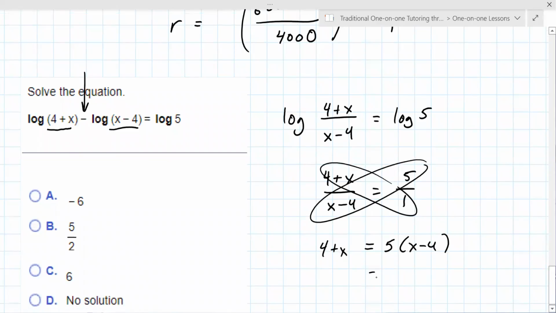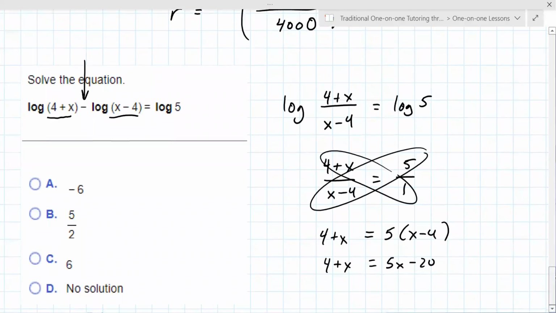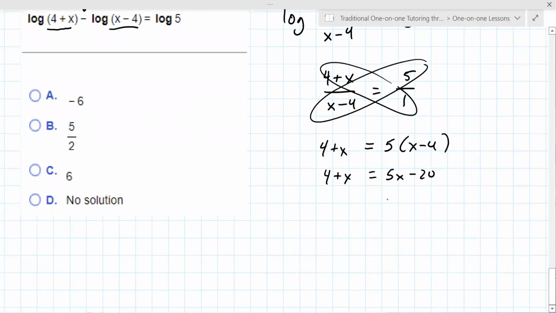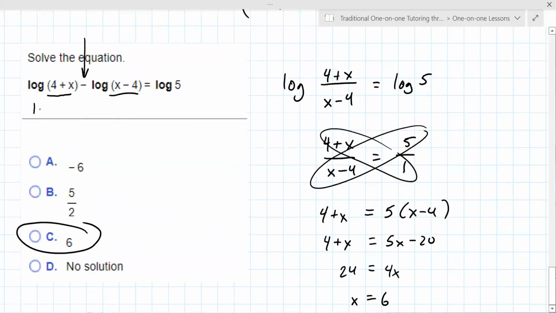and then you're just solving here. 5x minus 20, 4 plus x. So we'll move the x to the right. So that gives us 4x equals 24. Looks like x equals 6. And then normally I would just do a quick check, like, all right, does that even work? Is the log of 10 minus the log of 2, does that equal the log of 5? And 10 divided by 2 is 5. So we can say, yeah, that's going to work out.